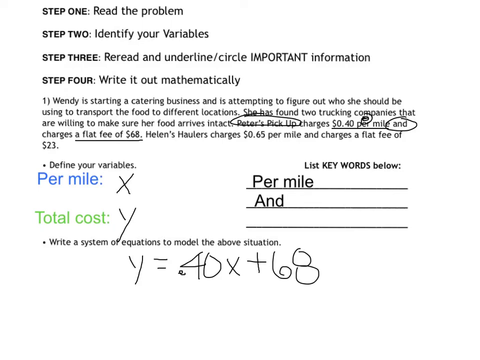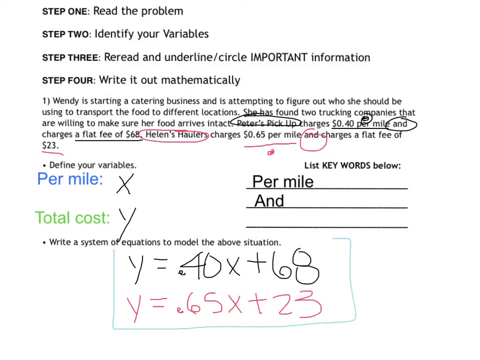Now let's look at our second equation, which is Helen's Haulers Company. So their total equals 65 cents per mile, so 0.65. Per means to multiply, and I'm multiplying the mile, which is X, so 0.65X, and I know and means to add, and their charge is $23. That is all we're doing. We're just writing systems, so we can stop there with our answer.